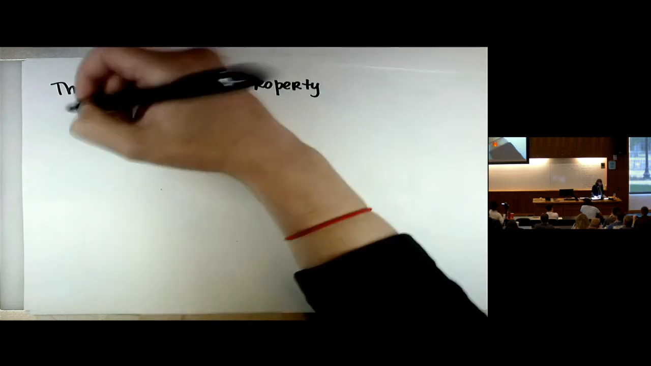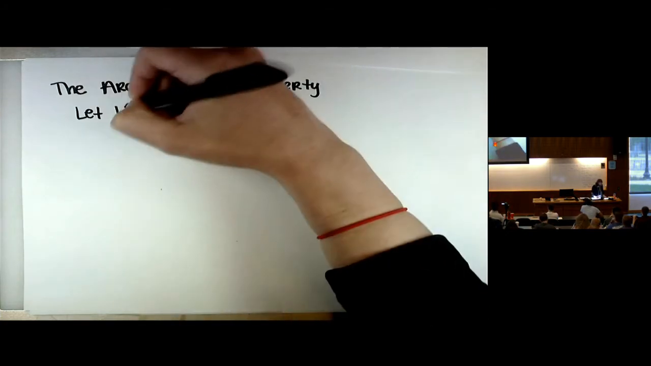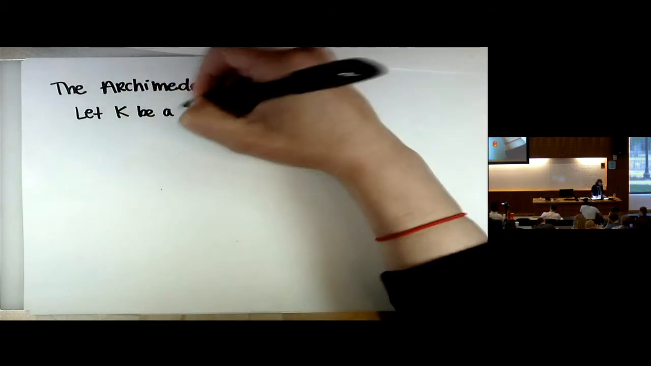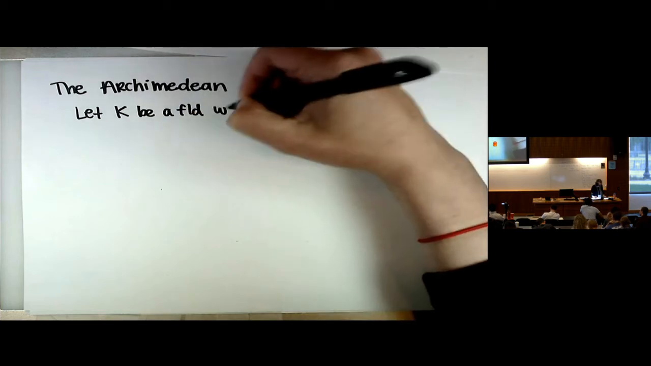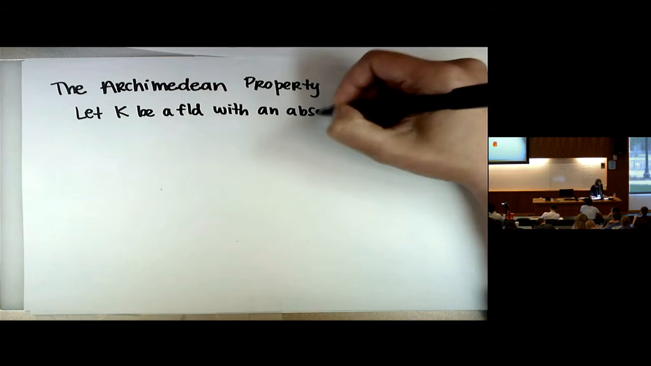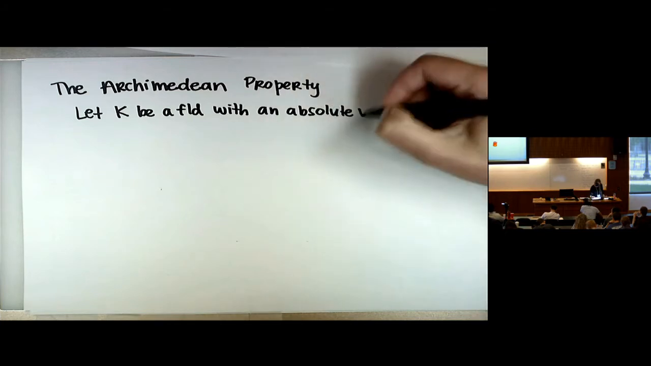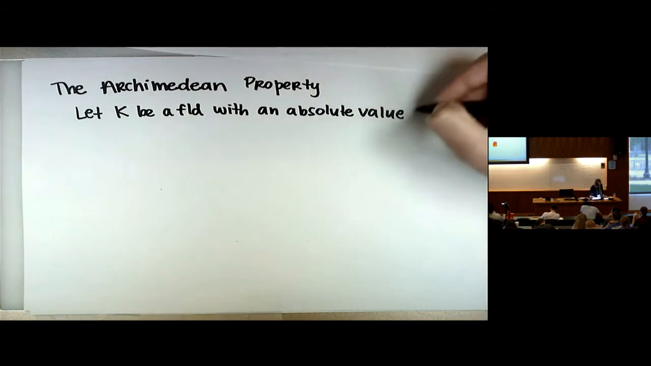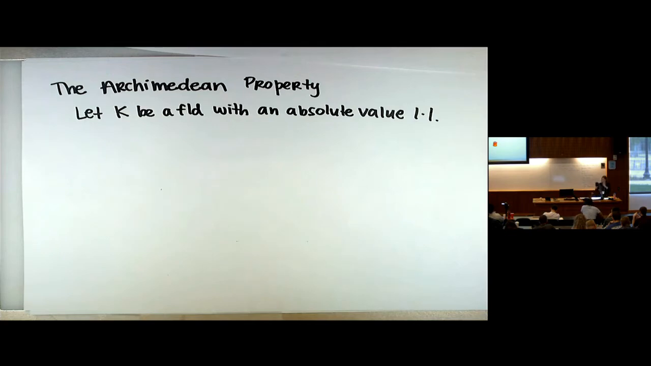Okay, so I'm going to let K be a field with an absolute value. And if you're not sure exactly what I mean, I will give the definition. But for now, just think of the absolute value. I'll write it with 2 bars and a dot. The dot is where the number goes that you would take the absolute value of.